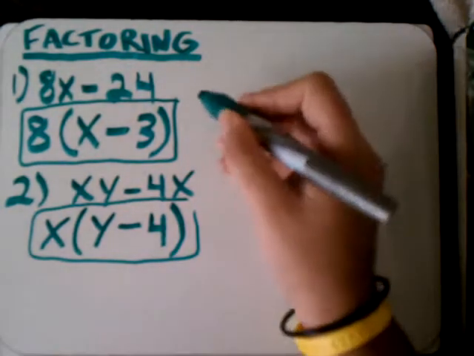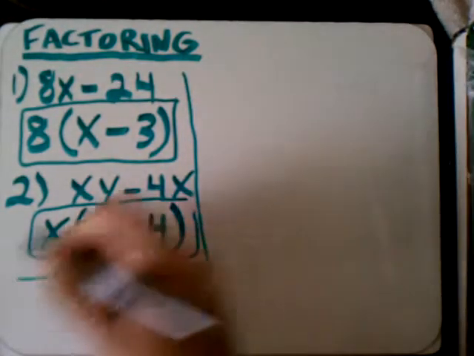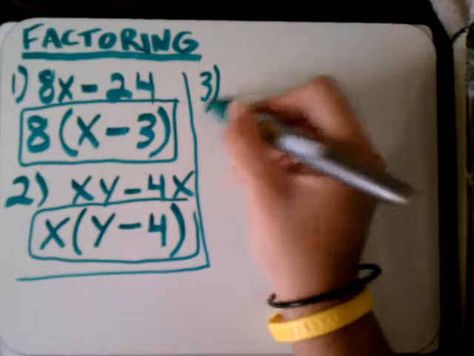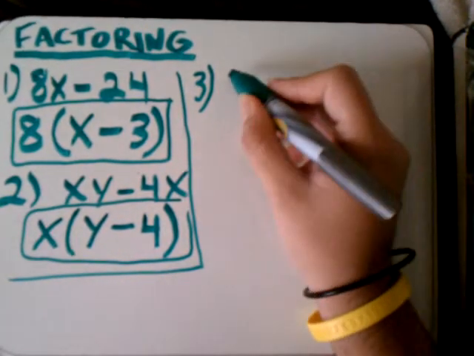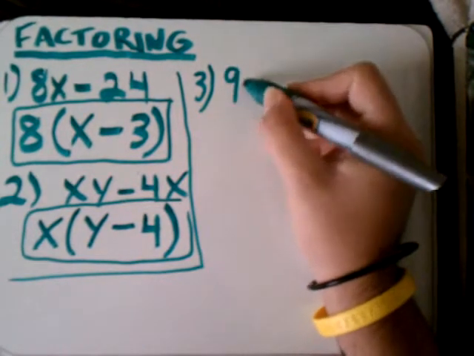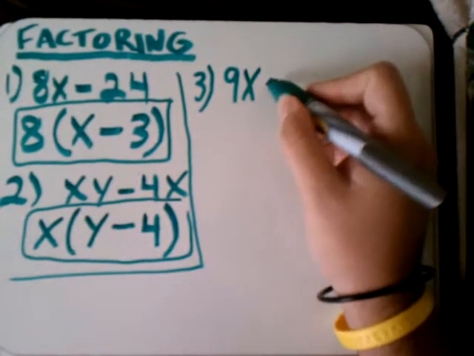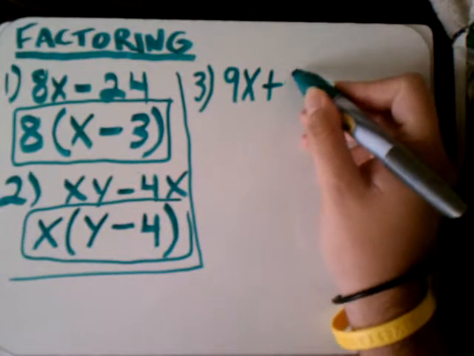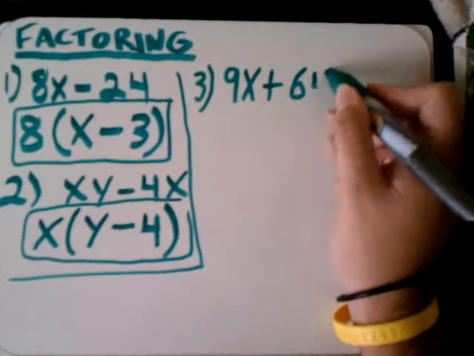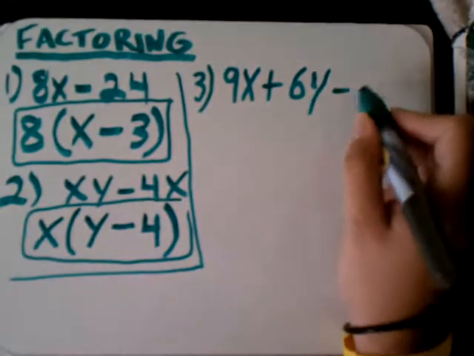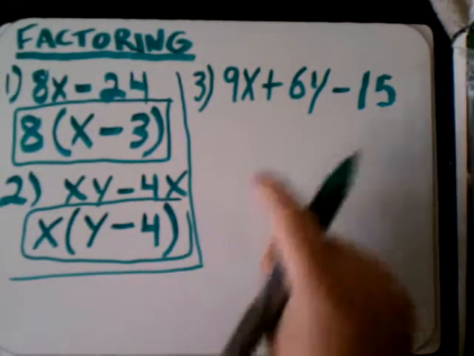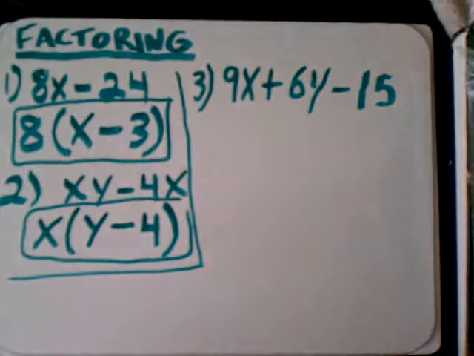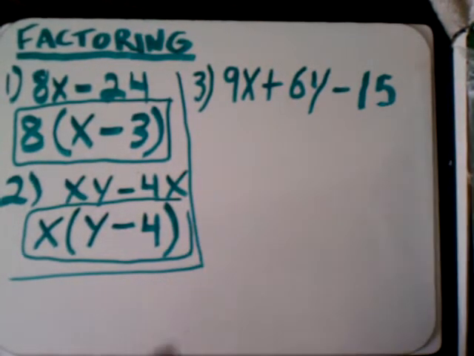Let's do problem number 3 here. I'm going to have 9x plus 6y minus 15. Now I have 3 terms, and I have to see what the 3 of them have in common.